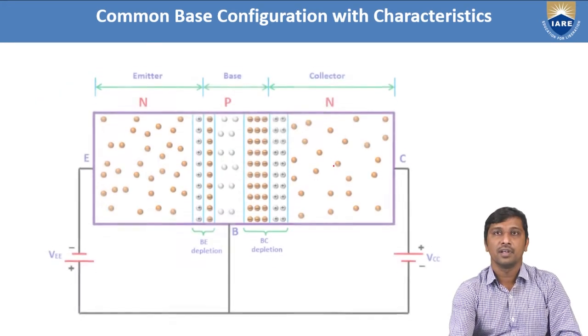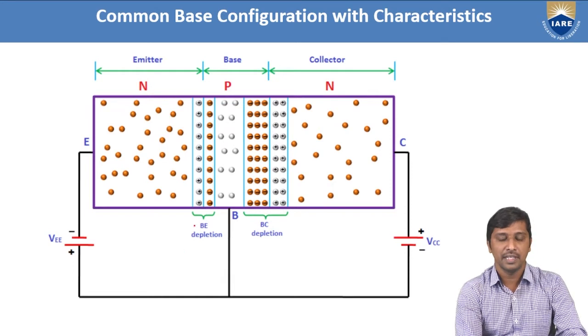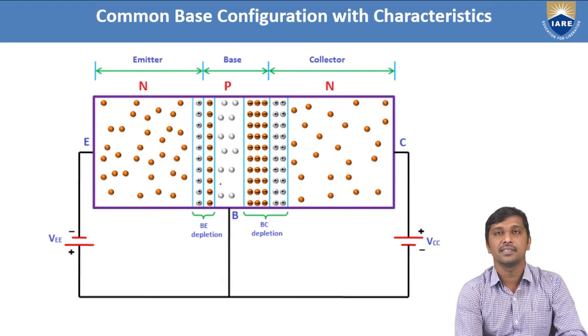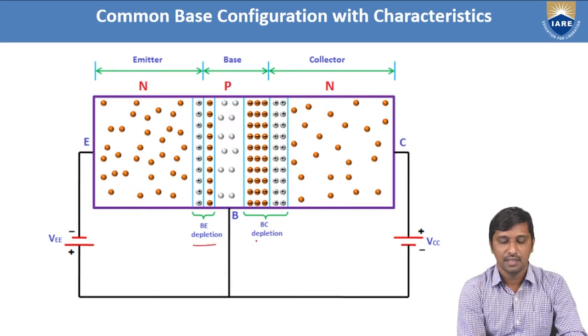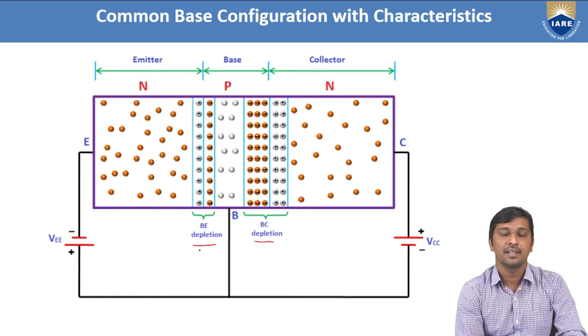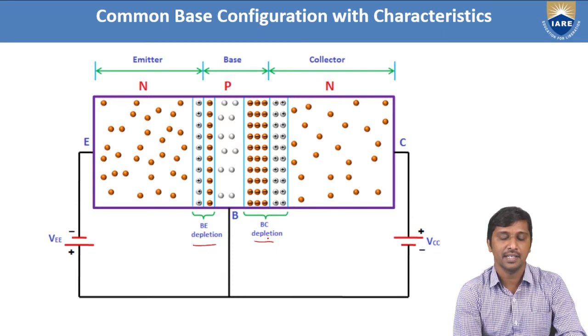Now I consider this NPN model, where the two PN junctions are connected back to back, which forms two junctions. One junction is between emitter and base, and another junction is formed between collector and base. That is the reason two depletion regions are formed while constructing this model. One depletion region is formed between base and emitter, and one depletion layer is formed between base and collector.